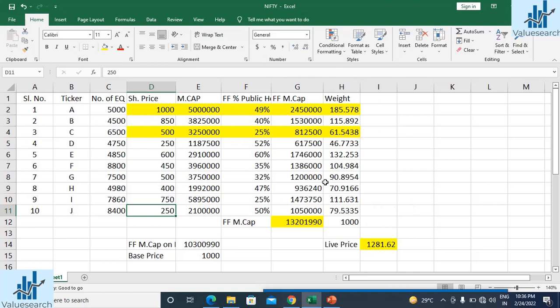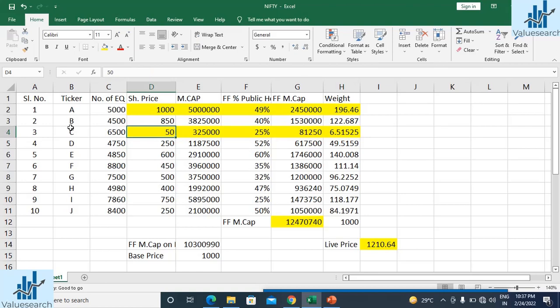So like that, this is how Nifty works. Now for this company, let's say company C has a share price of 50 rupees only, and the live price is only 1210.64, and the weight you can see is so little. It is only a weight of 6.51 out of this 1000, right?